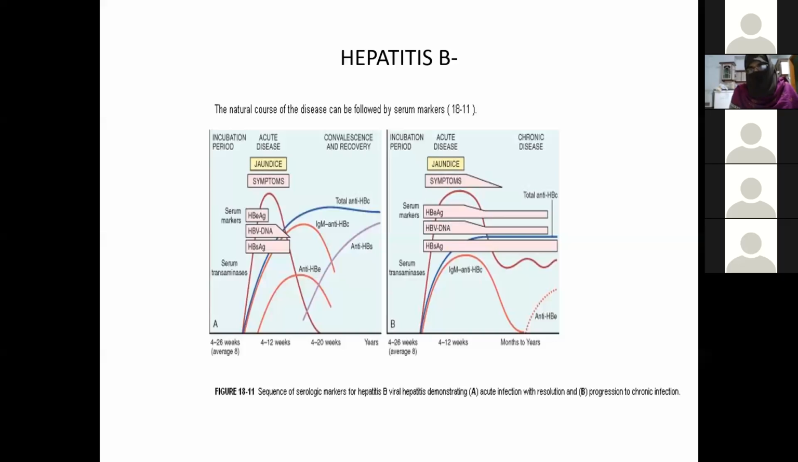Assalamualaikum ma'am. Walaikum assalam. Sorry dear, your name? Komal. Okay Komal, please tell me, did you get an idea of what the different serum markers for hepatitis B are? Yes ma'am. Okay. If I ask you which antibody will be positive in the window period, what will be the answer?